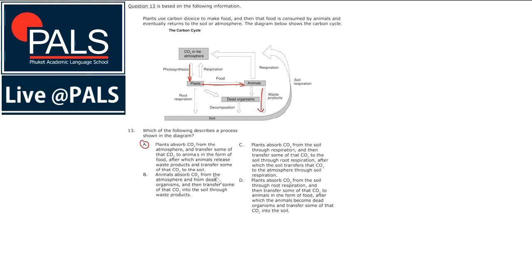Animals absorb CO2 from the atmosphere. No, animals don't absorb CO2 from the atmosphere. There's no arrow that goes to animals from the atmosphere. Plants absorb CO2 from the soil. No, plants release carbon into the soil. They don't absorb it from the soil. There's no arrow going from the soil to the plants. Plants absorb CO2 from the soil. No, they don't. So we can immediately see that the other three answers are wrong in the first statement.